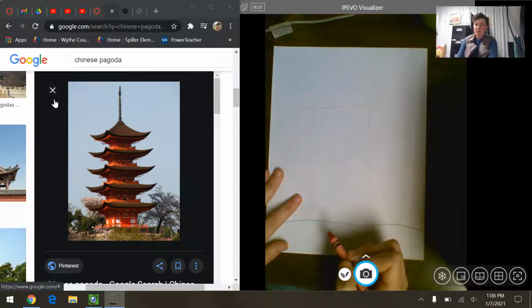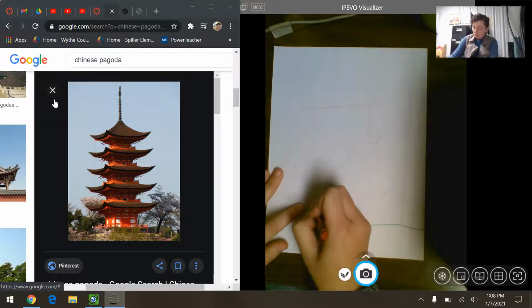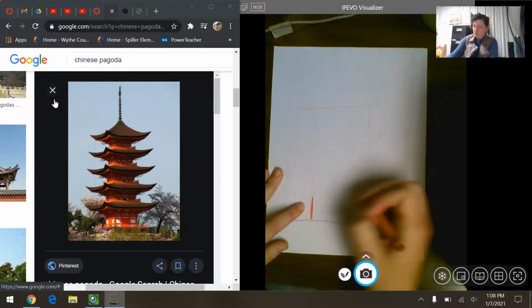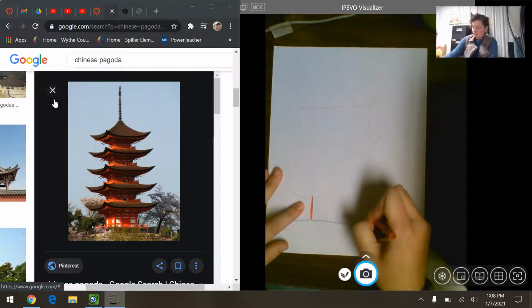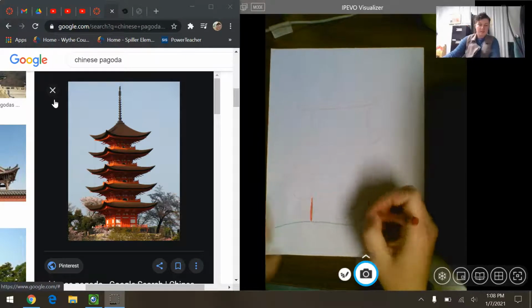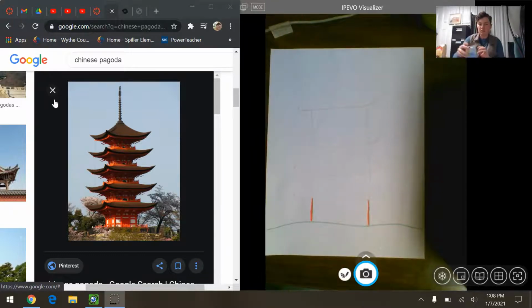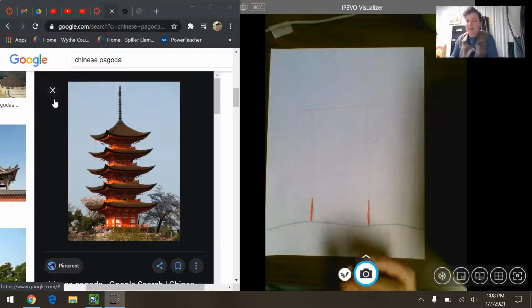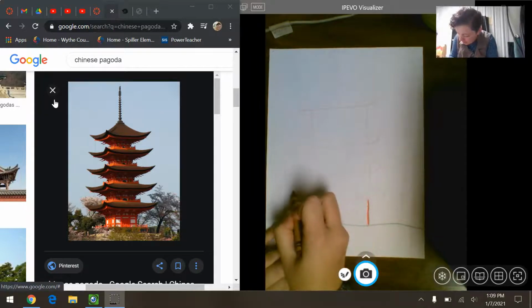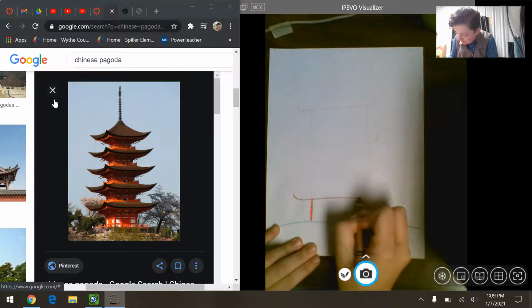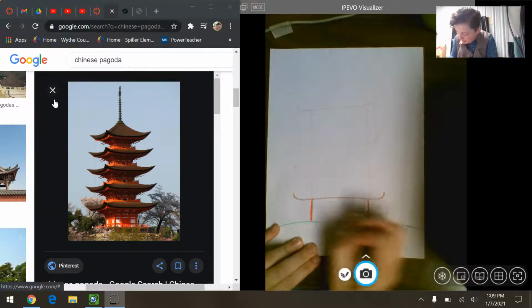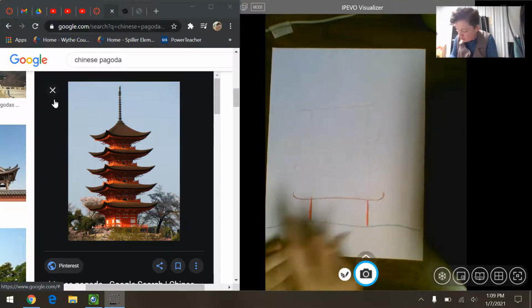Alright, so from here, what I'm going to do is darken up the bottom part of my line up to my first tier so you can see it. And then I'm going to go ahead and get my brown out. That's what I'm going to use for my roof. And I'm going to make a horizontal line over my roof line. So a horizontal line is just like the grass line.